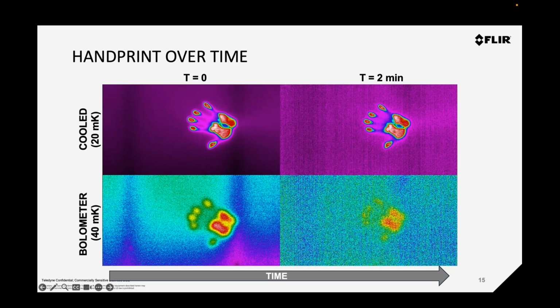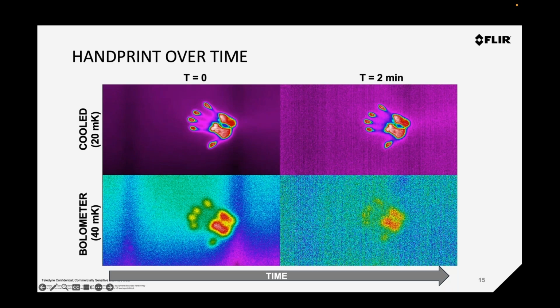So over time, 2 minutes to be exact, if you look at the second column, you can still very clearly see the handprint with the cooled camera. However, the handprint on the bolometer image is almost at the point where you might not identify it as a handprint at all. And that's the challenge here. The handprint is beginning to reach a temperature value where the camera can no longer tell the difference between it and the noise floor. It's approaching the NEDT limit for the bolometer.